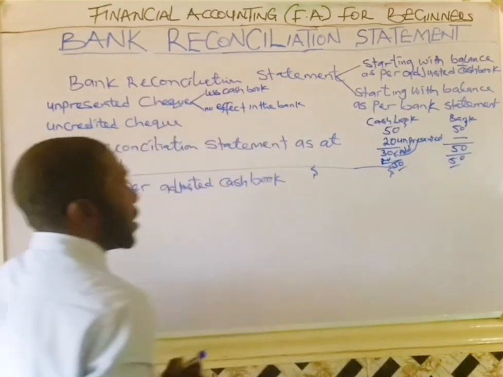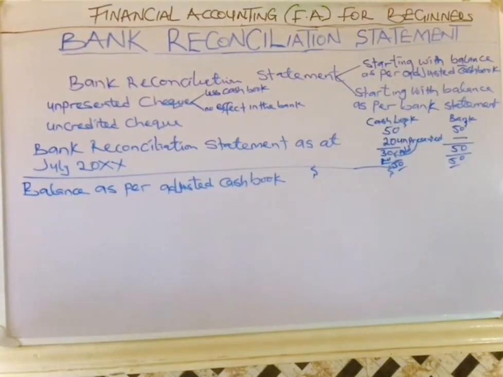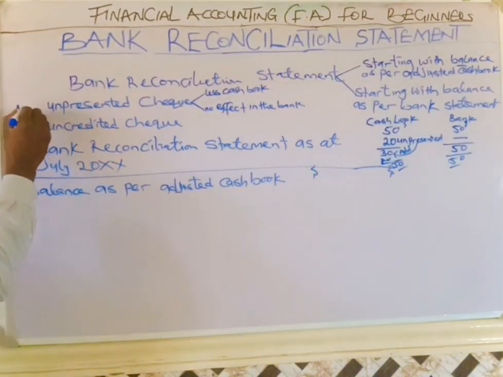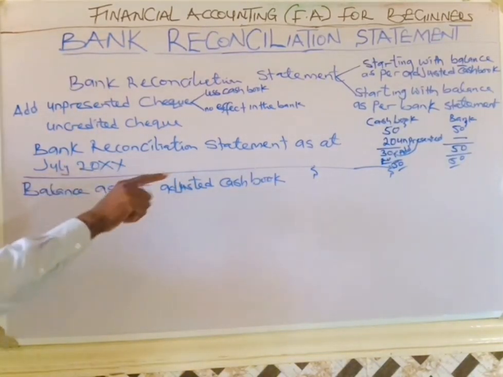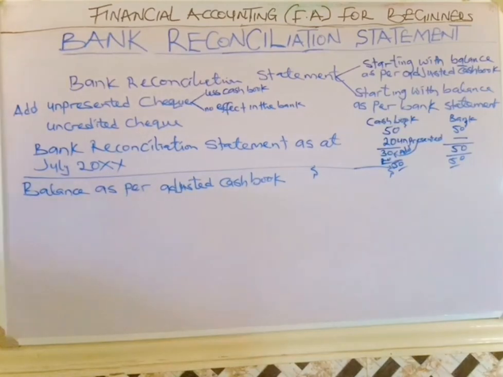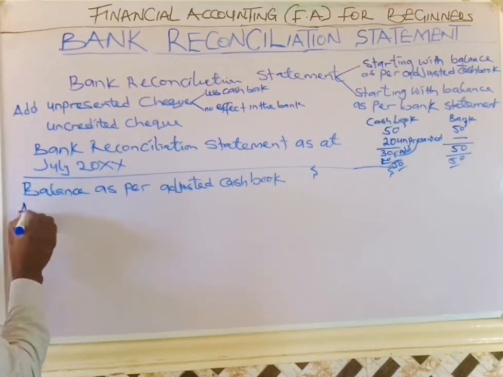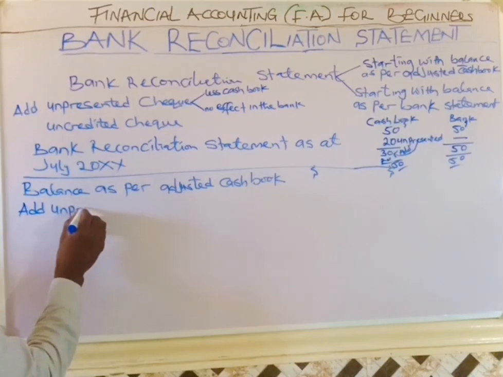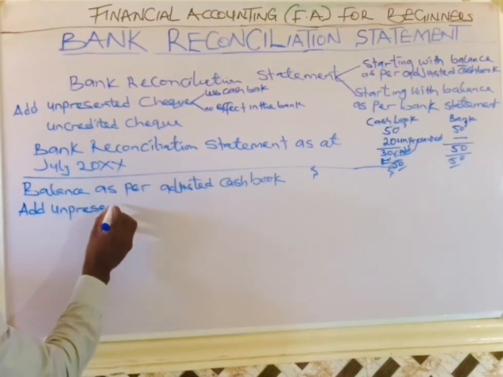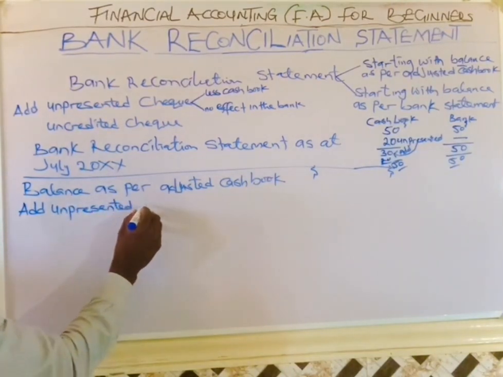Simple as that. So since it is by cash book balance, we will add the unpresented check to set up the balance, the payment that we've already made, for it to agree with the bank statement. Simple as that. So you add unpresented check.